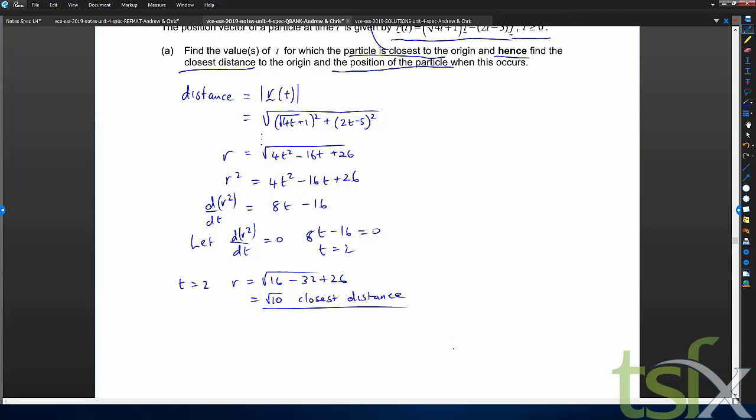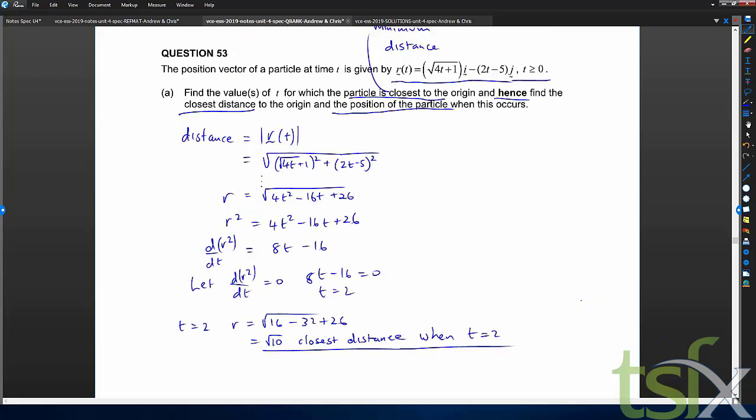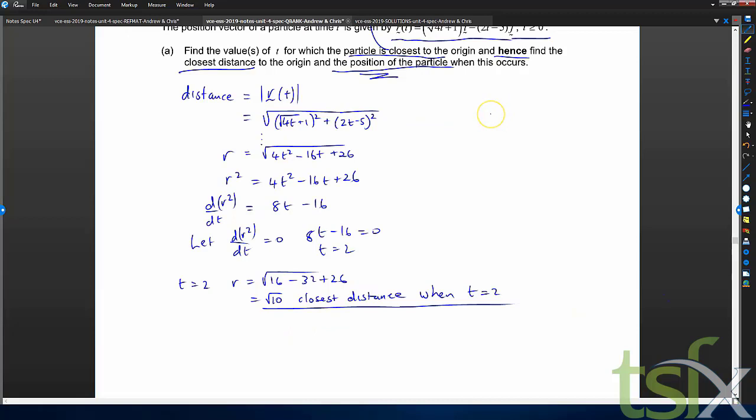So we might say closest distance when t equals 2. We don't have units, so we'll just put time equals. What was the last thing we had to find? Find the position when it occurs. So we now have to work out the vector R of t, and if we substitute that in, we will get 3i plus j. And I should just put a 2 in there. So we're substituting 2 in R of t, so just make sure we put the 2 in there. And we will get 3i plus j.